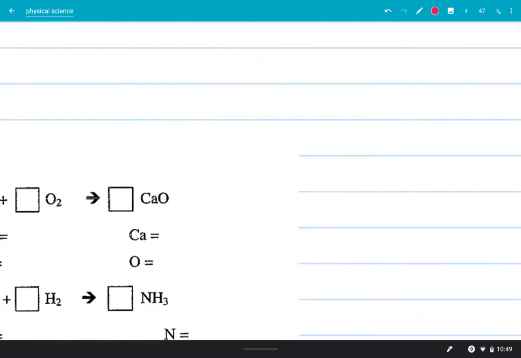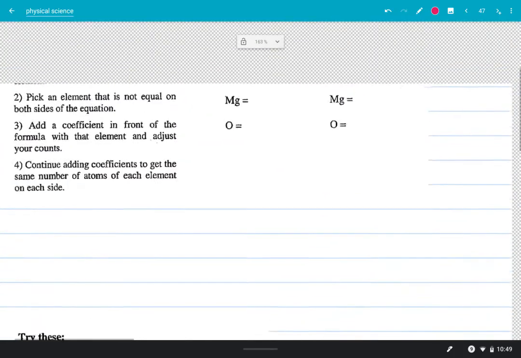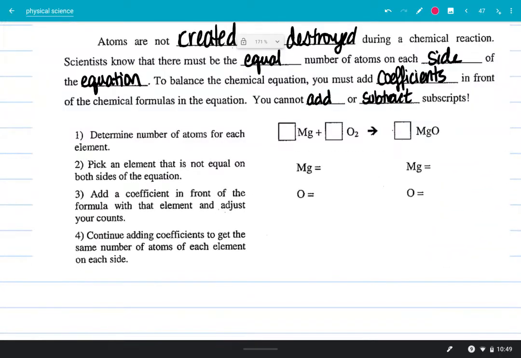Moving on. We are going to balance some chemical equations. So here, it says determine the number of atoms. I like to draw a line separating the reactants and products.